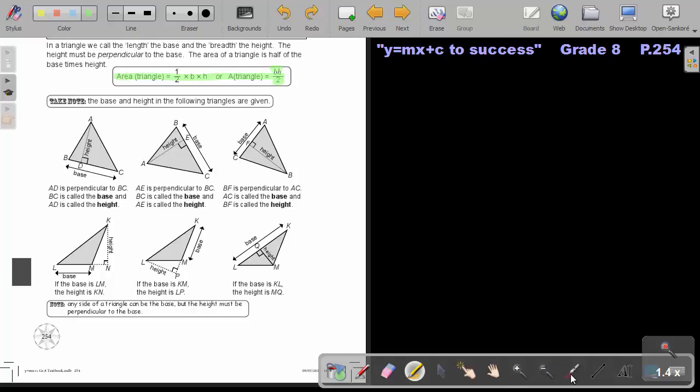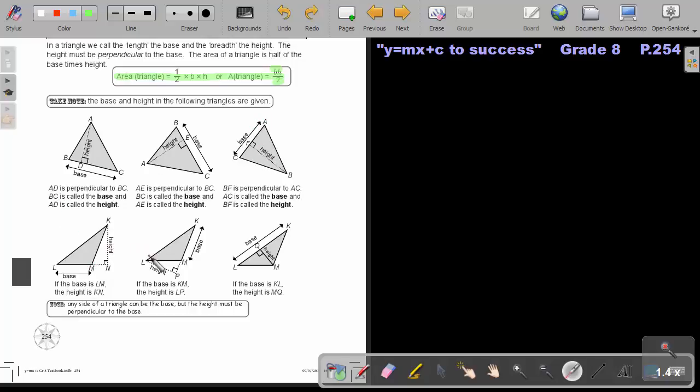Now, let's just look here. Take note, the base and the height in the following triangles are given. So if this is the base, then this will be the height. It must make 90 degrees. And if this is the base, then this will be the height. And if this is the base, then this will be the height. So this is just in that picture.